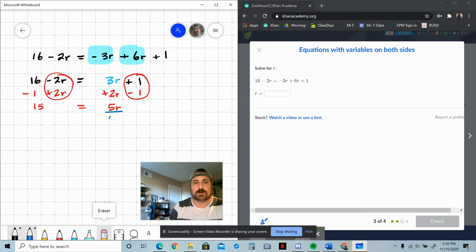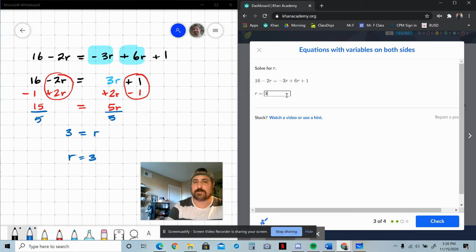I don't want the value of 5r's. I want the value of 1r. So I have to divide both sides by the coefficient of r. 5r divided by 5 is just going to be 1r, which is what I want. Isolate the variable by itself. And what is that r equal to? 15 divided by 5, which is 3. So 3 equals r is the same as r is equal to 3. The answer is r is equal to 3. And we'll go to the next one.